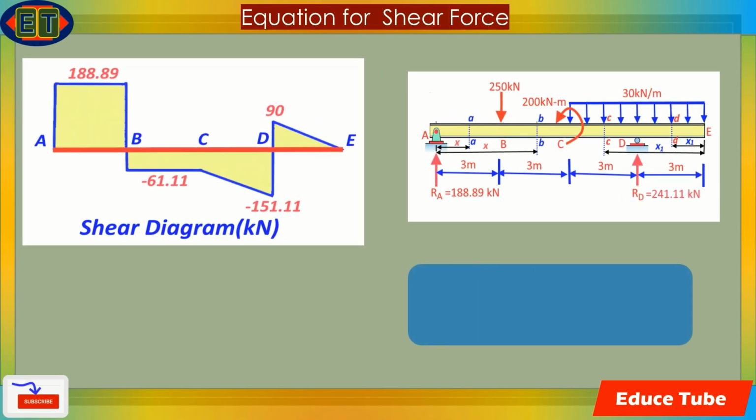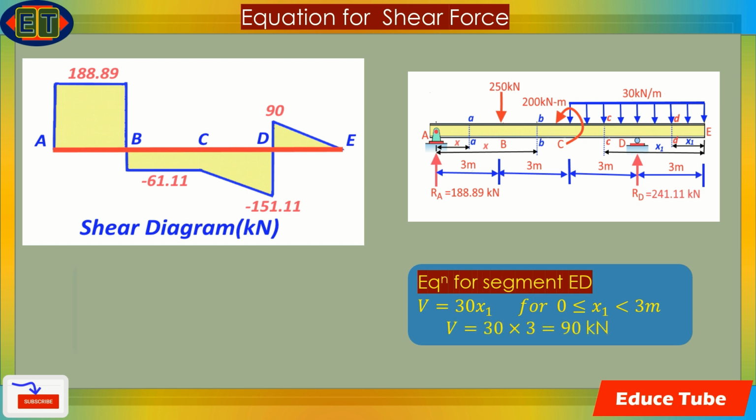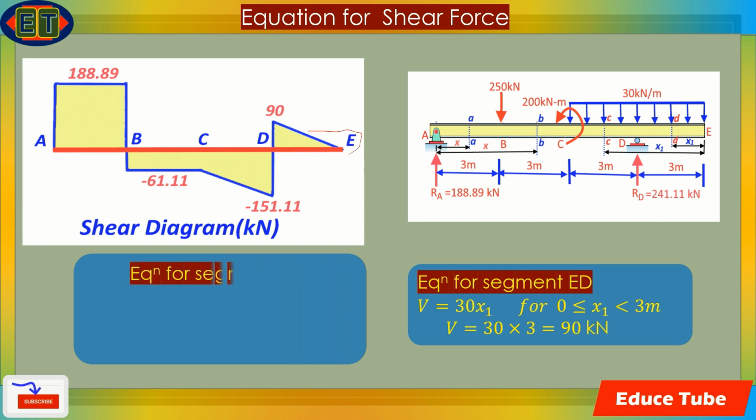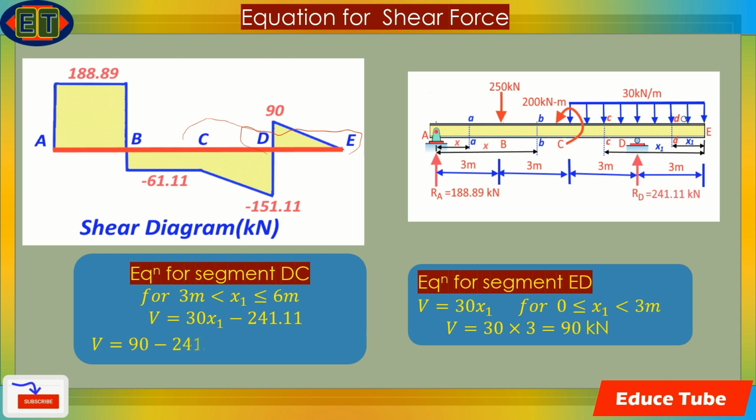Now the equations for shear in the right half of the beam, because we already checked the left half. Now we will check the right half of the beam, and the equations for shear in segments ED and DC. These are ED and DC, these two. So we have to use two sections, CC and DD.